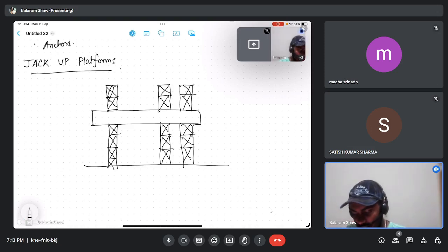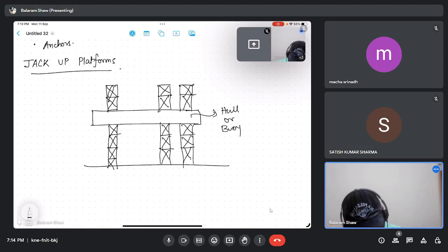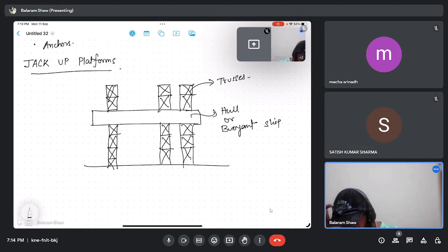So in this, as I said, it is a mobile and self-elevating platform. This platform, whatever you can see, is called the hull or the ship or the buoyancy, because it can be floating also, a buoyant ship. So there will be these 3 or 4 trusses to hold it. These are the retractable trusses I was saying, steel trusses. Okay, and this one is the seabed.